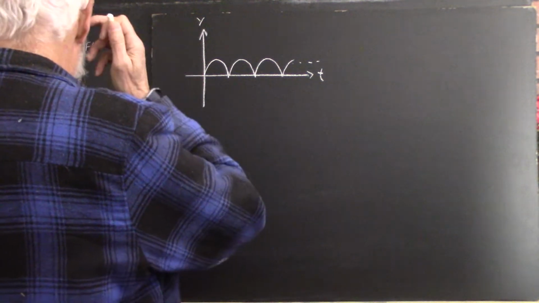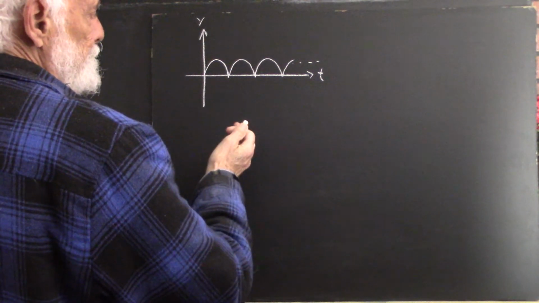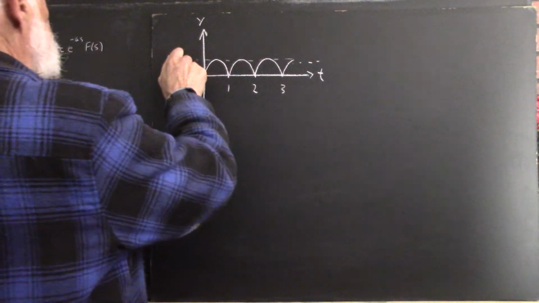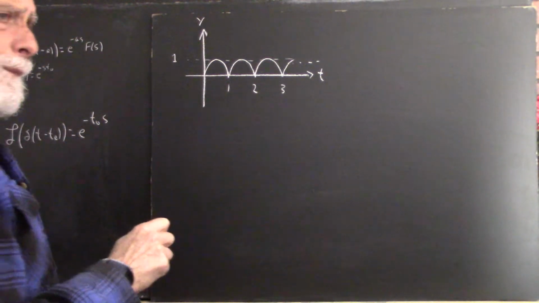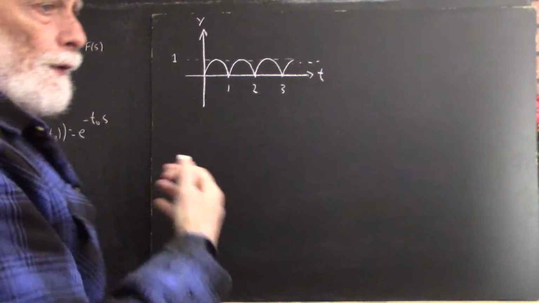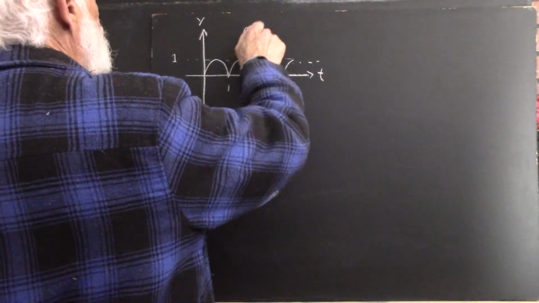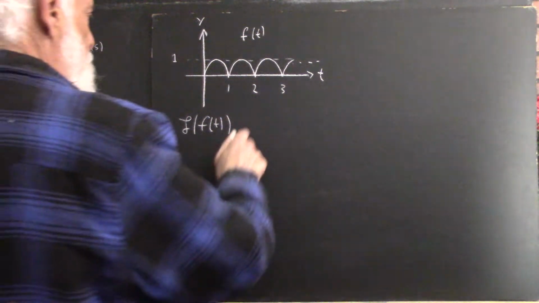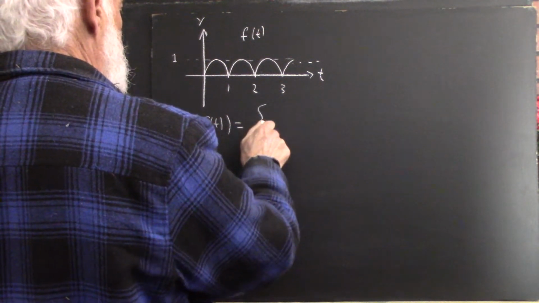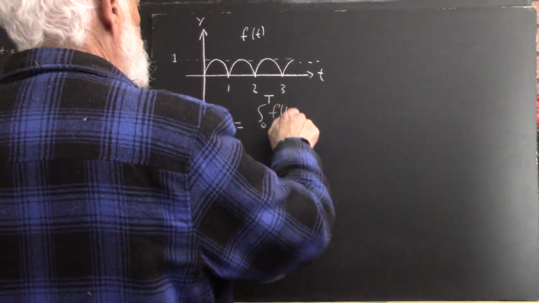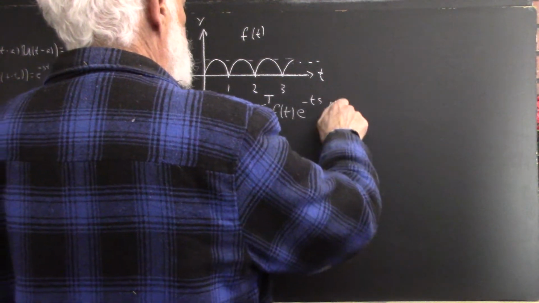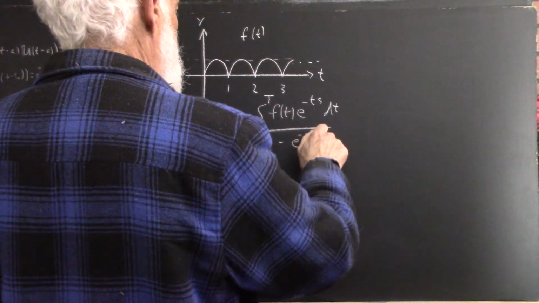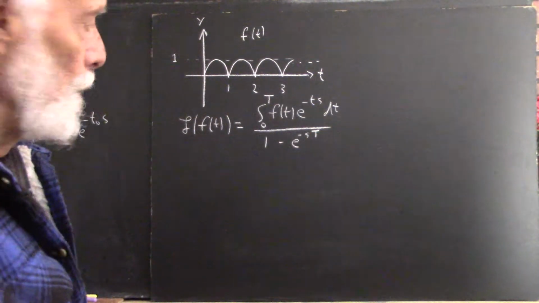And let's say the period is, what's a good period? I'm going to make it really simple. I'm just going to do a period of 1, and a height of 1. All we need in order to do the Laplace transform of f of t is just the integral from 0 to T of f of t e to the negative ts dt, divided by 1 minus e to the negative sT, where capital T is, as usual, the period.